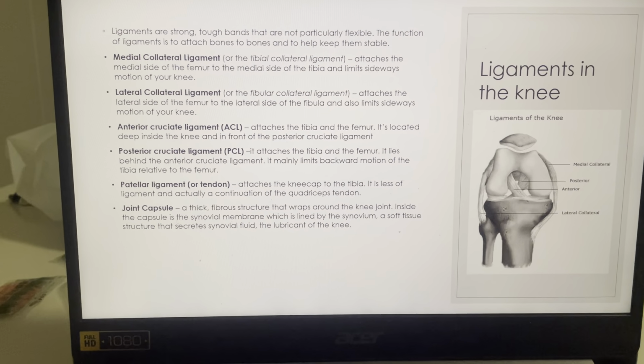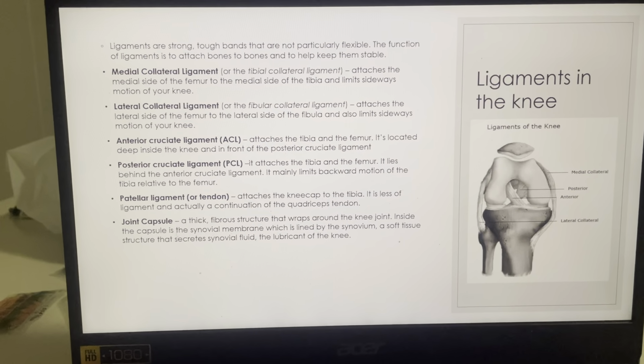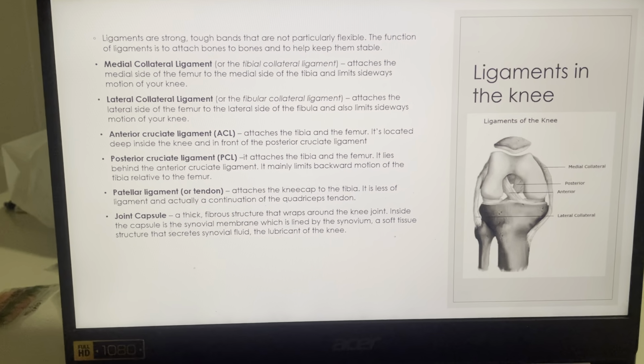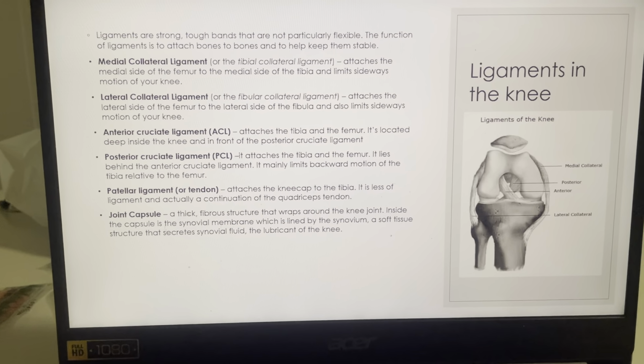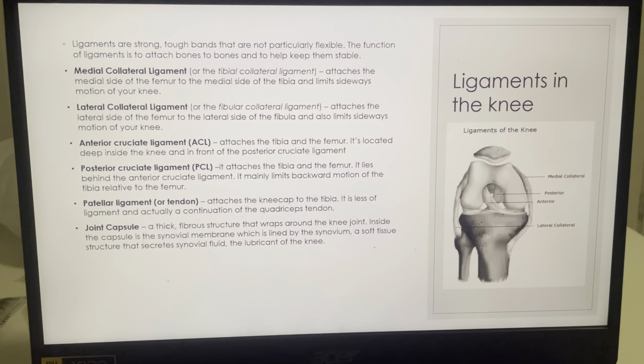Joint capsule, a thick fibrous structure that wraps around the knee joint. Inside the capsule is the synovial membrane, which is lined by the synovium, a tissue structure that secretes synovial fluid, the lubricant of the knee.